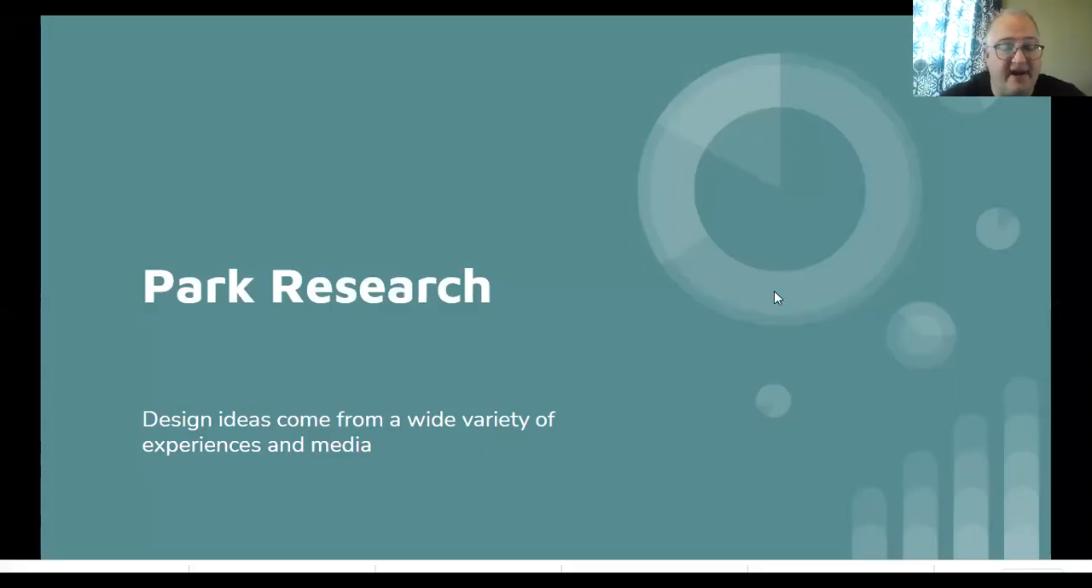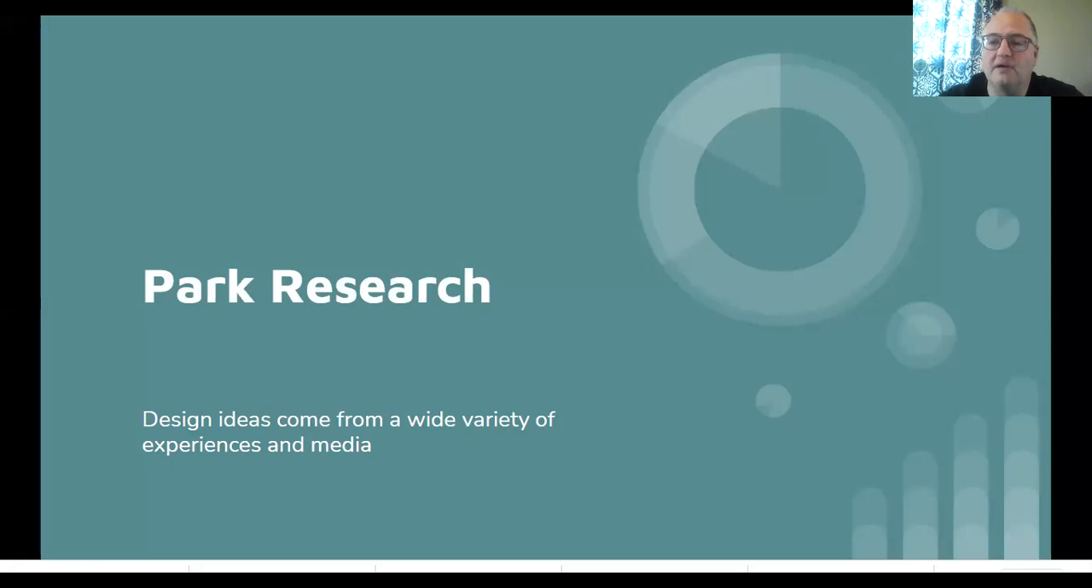All right, so I've created this slideshow here for you just to help you get some different ideas for what you might be incorporating. This, of course, is not exhaustive by any means. This is just a start. There are lots of other areas that you can research to get ideas of things that you can put and design into the park. But I just wanted to bring some of these to your attention.